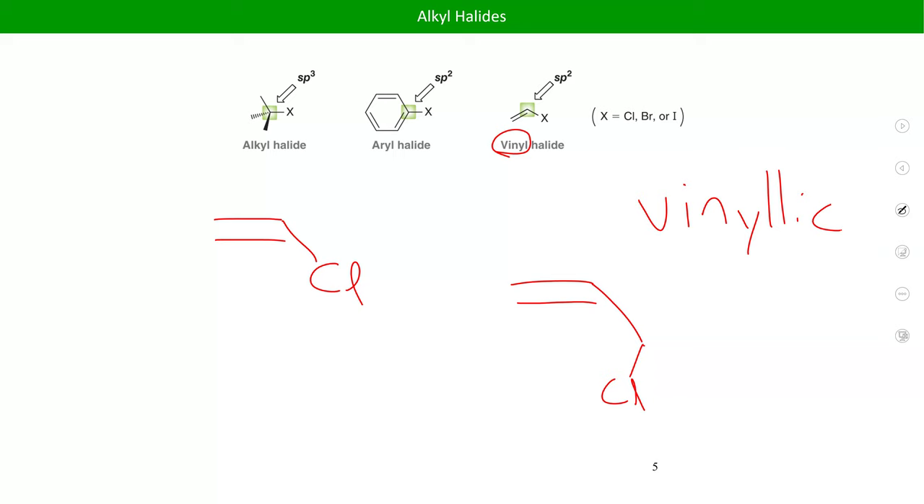And aryl, I'm never actually sure how to pronounce that one. It doesn't get used as often, but it's similar to vinyl, except on a benzene ring. So aryl just means directly attached to a benzene ring. And then most commonly, if you have a halide attached to an sp3 carbon, it's an alkyl halide. Alkyl group just means sp3 carbons. So technically this allylic carbon is an alkyl carbon as well. If it's an alkyl carbon, an sp3 carbon in the allylic position, both of those can be true at the same time.